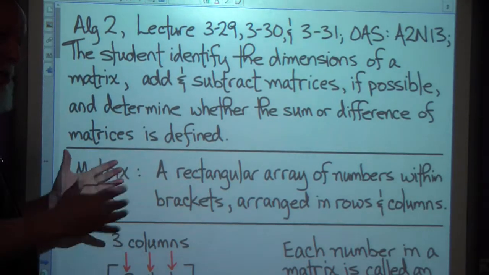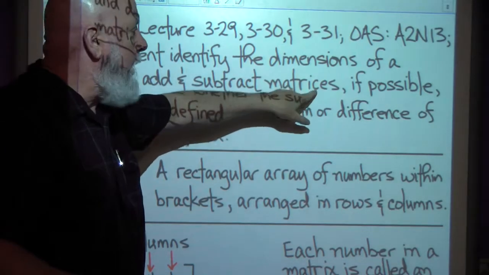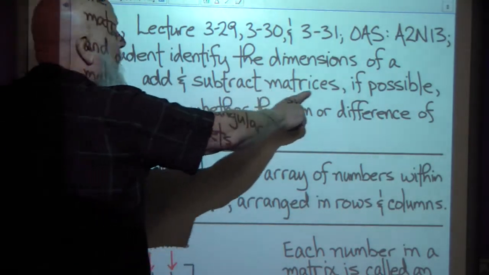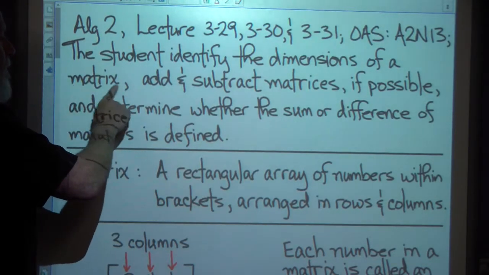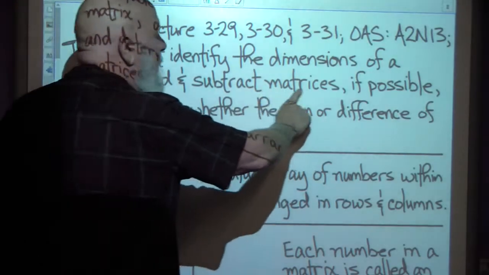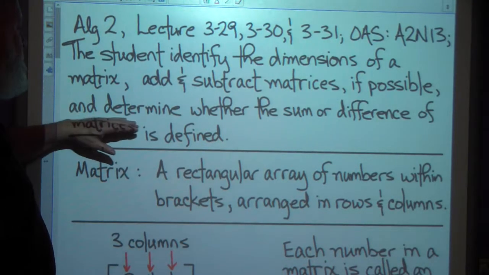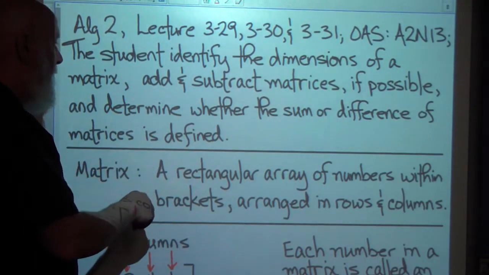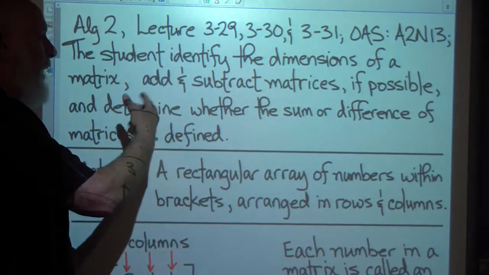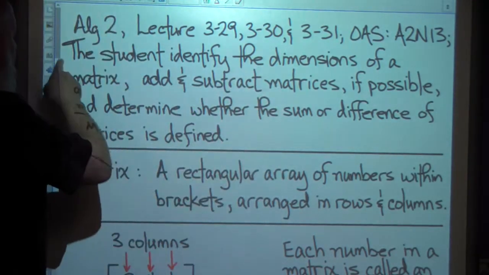Well, I want to talk about what a matrix is. We'll define that here in just a second. Add and subtract matrices. The word matrices is the plural of the word matrix. So if you have one of them, it's a matrix. If you have more than one, you have matrices. So we're going to add and subtract matrices if possible and determine whether the sum or difference of matrices is defined. Okay. Basically, if they have the same dimensions, you can add them together and then it's defined.